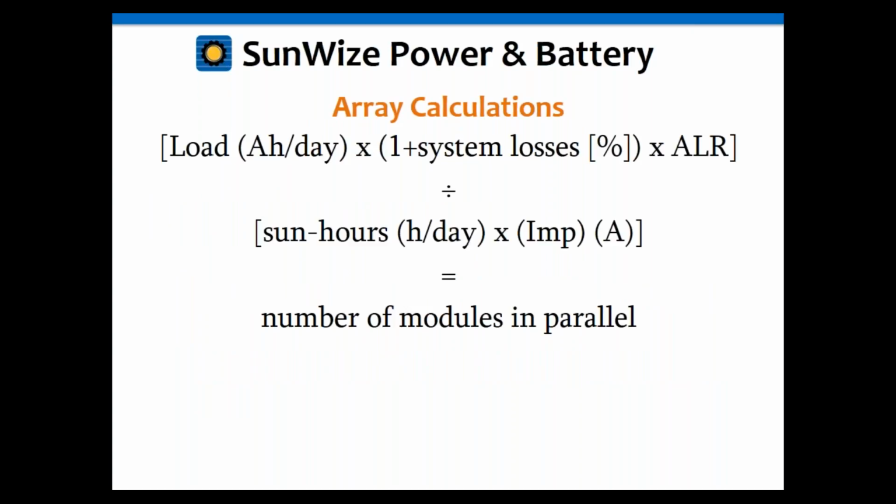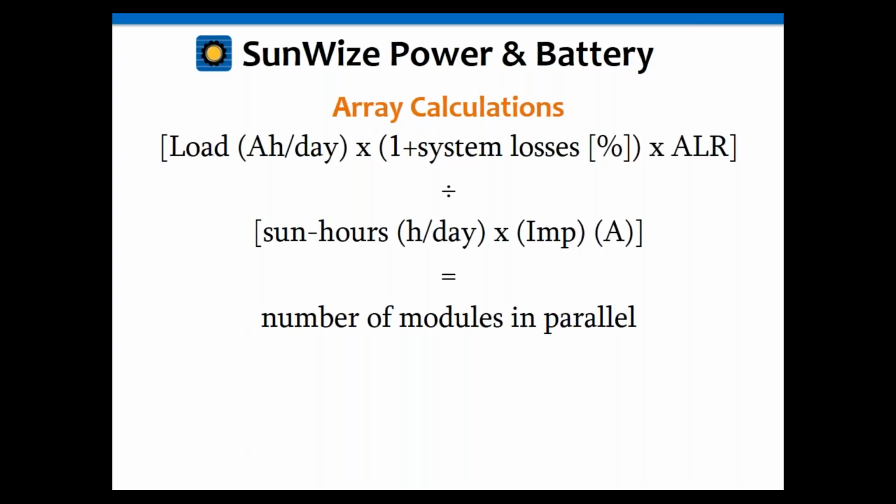So the array sizing calculations work like this. You take your load in amp hours per day, and you're going to multiply that by the system losses plus 1. Then you're going to multiply that by the array to load ratio. Basically that's going to oversize the array. Then you're going to divide that by the number of sun hours you're going to get in the day, multiplied by the maximum power point current of the solar module. And that's going to give you the number of modules in parallel, so the number of strings you're going to need.